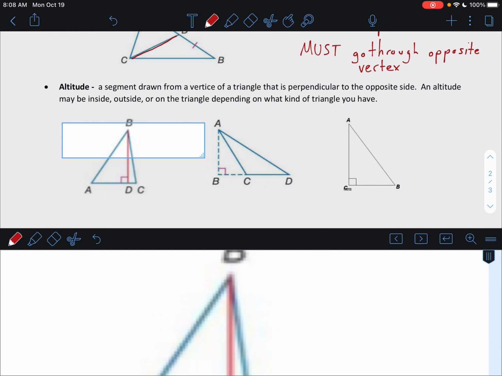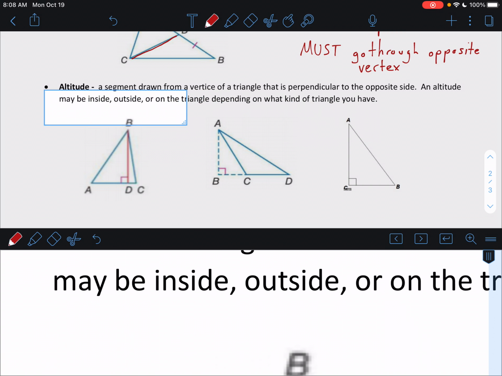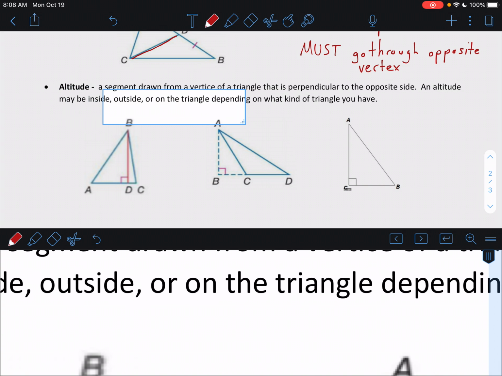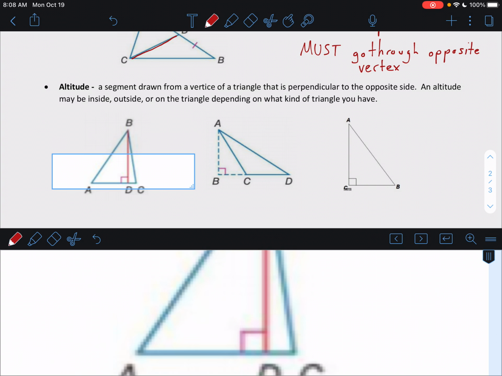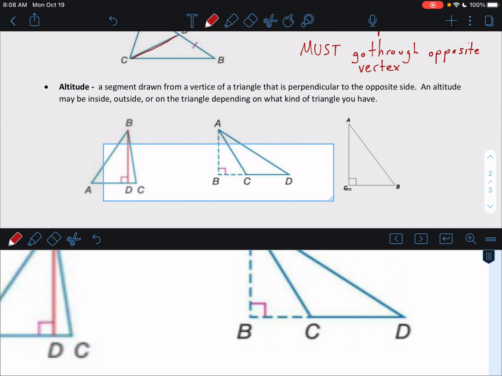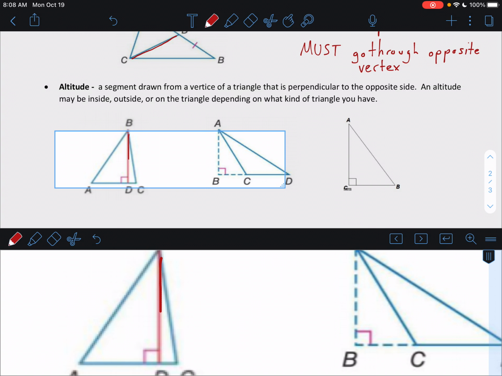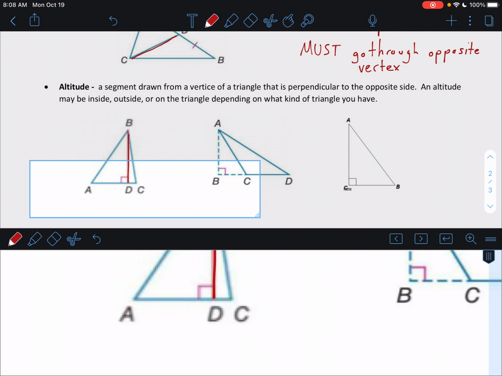So we have this altitude, which can be inside, outside, or on the triangle, depending on what kind of triangle you have. So we can see here, this first one, the altitude is this red line right here. And it goes through the point B, and it forms a right angle. And that's how we know that it's an altitude, because it goes through a certain point and forms a right angle.